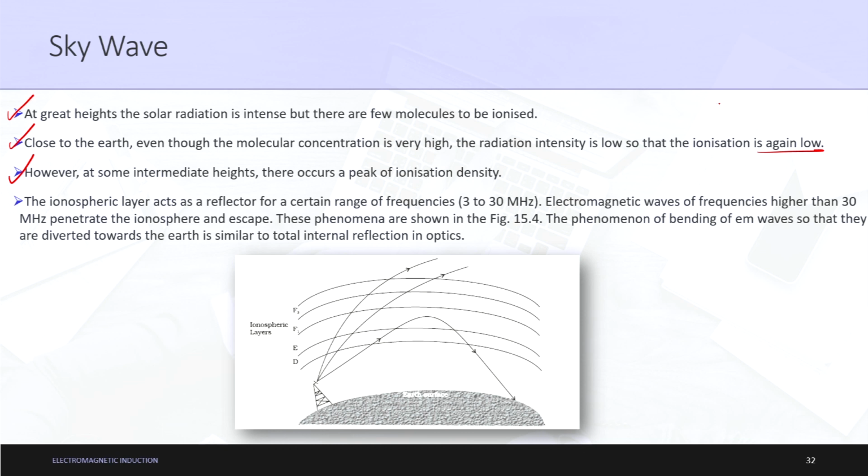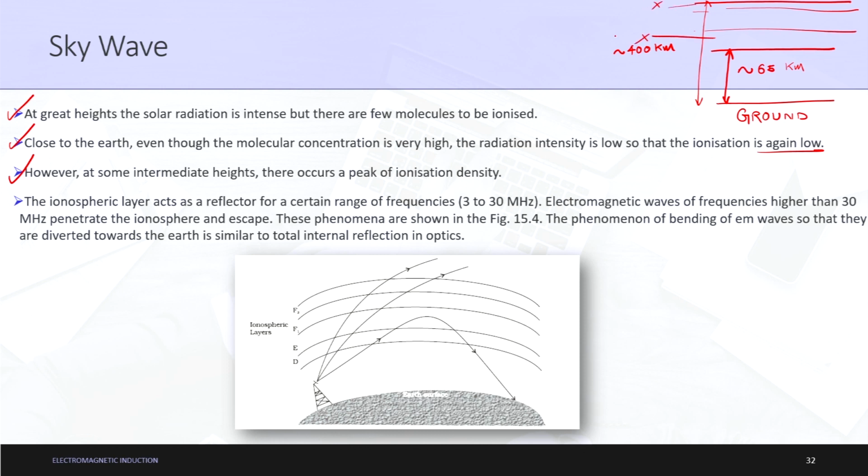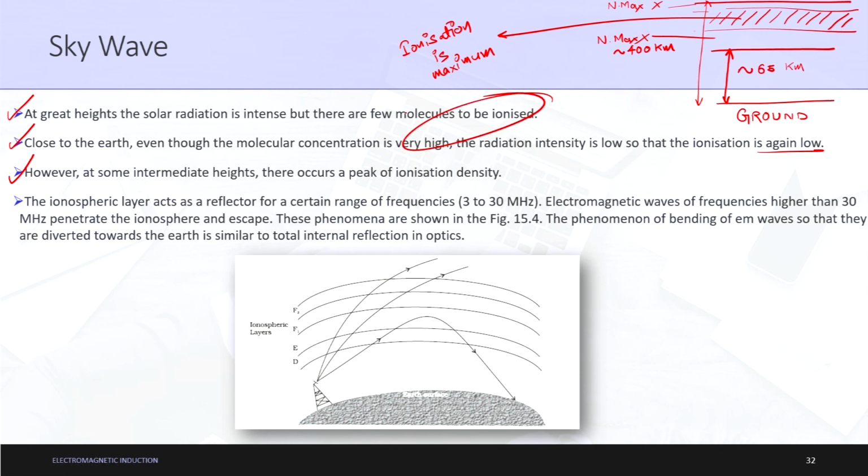If I illustrate this using a diagram here, let us say this is the ground. Let us say this diagram is not up to scale. Let us say this is at approximately 65 kilometers from the earth's surface, and let us say this is approximately 400 kilometers from the earth's surface. So what these three lines say is that the ionization intensity is not maximum even here, not maximum here, not N max. It is saying that in this intermediate position, the ionization is maximum. The reason for not being maximum here is being told here.